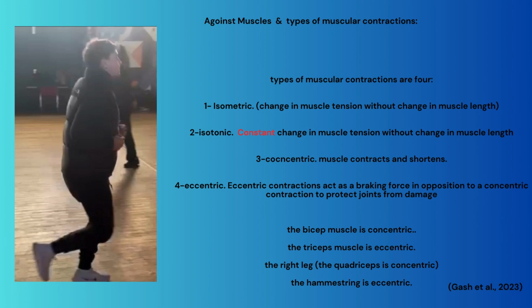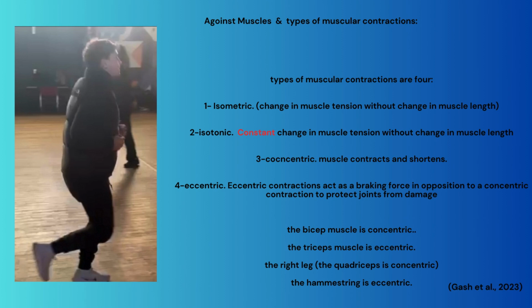Moving on to the next part, agonist muscles and type of muscular contractions. According to Gash, there are four muscular contractions. The first is isometric, a change in the tension without a change in the muscular length. Isotonic is a constant change in muscle tension without change in muscle length. So the difference between isometric and isotonic is that isotonic is a constant change. Isometric is not constant. It's just for the moment where we apply the tension, basically.